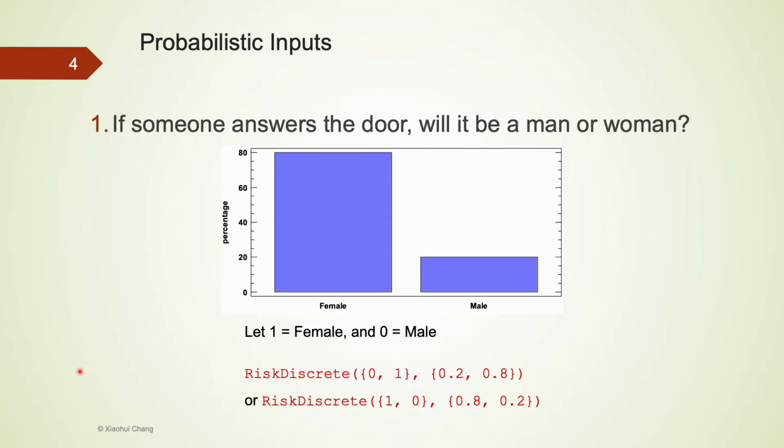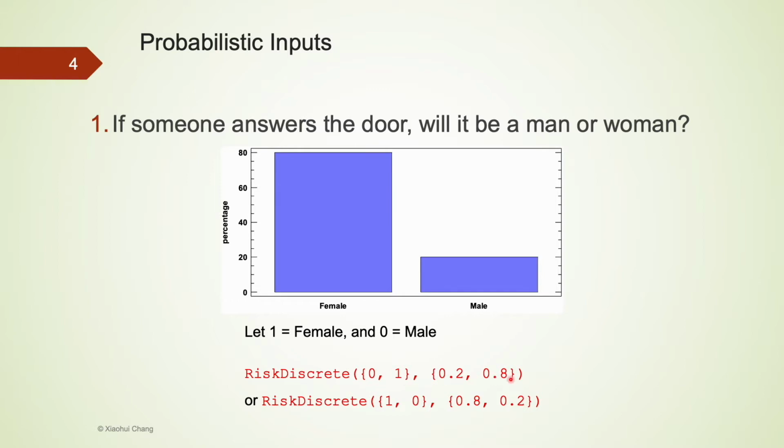The past experience shows that the person who answers the door is a woman 80% of the time, and a man 20% of the time. If you're going to use 0 to represent a male, and a 1 to represent a female, we would like to generate a random number that is 0 20% of the time, and 1 80% of the time. The @RISK function RiskDiscrete can do this job. RiskDiscrete takes 2 arguments. The first argument includes all the outcomes, which will be 0 and 1 for our case.